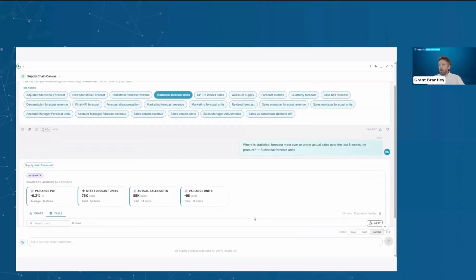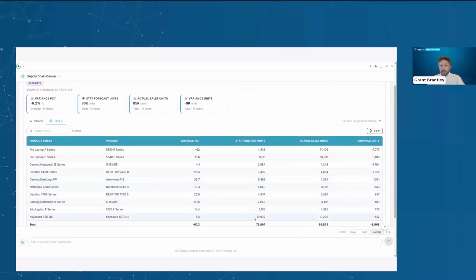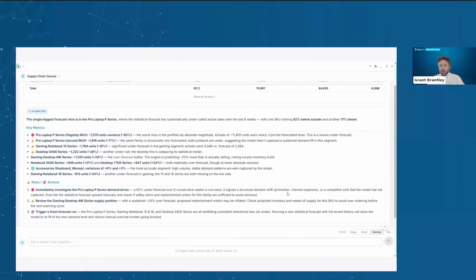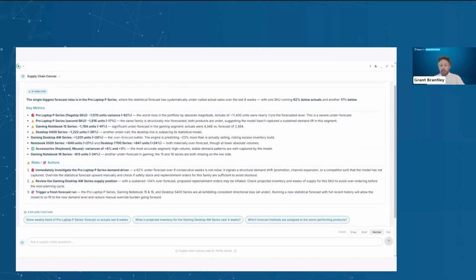So looking at this from where are we over or under sales in the last 8 weeks? Now, across the entire portfolio, we're running about 6% under forecast, but the average is hiding the story. One thing we'll see there is the Prolaptop 5550 is under forecast by 62%. So we sold roughly 11,400 units against a forecast of about 4,300. So that's 7,000 units of demand we completely missed on one line. Notice here what Canvas did on its own. It didn't just flag the one product, but it also saw another product in the same family is under by 17% and noticed a family level pattern. So it's giving us a recommendation here to recalibrate the entire family, not just the one line.